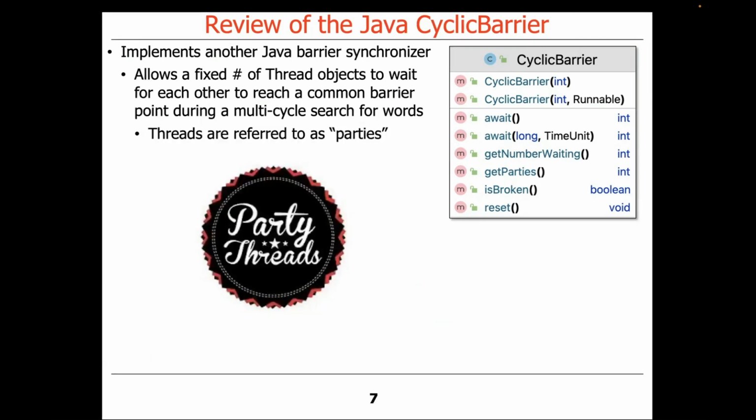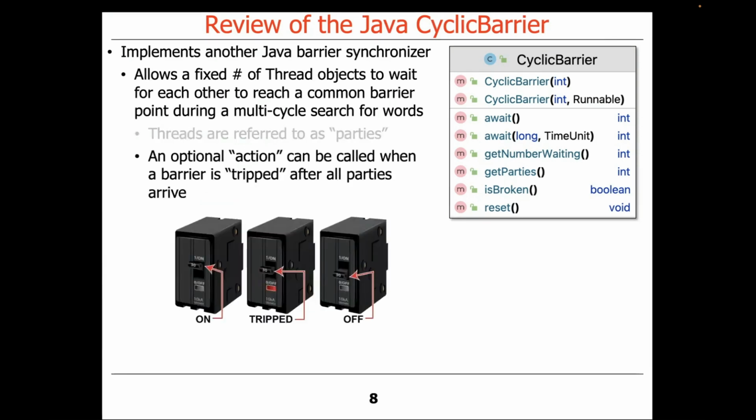In the parlance of the CyclicBarrier in Java, threads are referred to as parties. Not quite sure why they do this, but they don't call them threads, they call them parties. However, threads and parties are one and the same in the CyclicBarrier context. There's also something else that's called an optional action that can be called when a barrier is tripped. In other words, after all the parties arrive, but before we go to the next cycle. This barrier action can do things. Typically, it is used to initialize the input for the next phase or the next cycle.